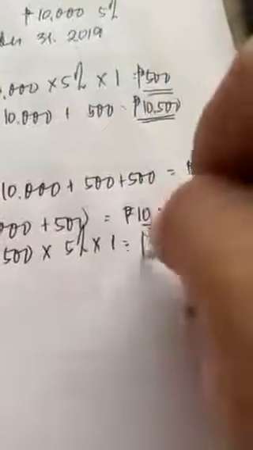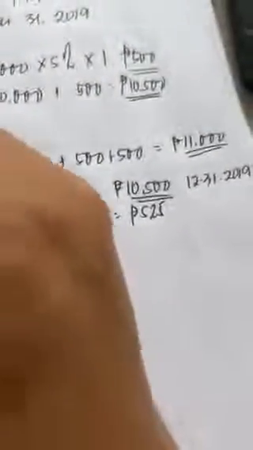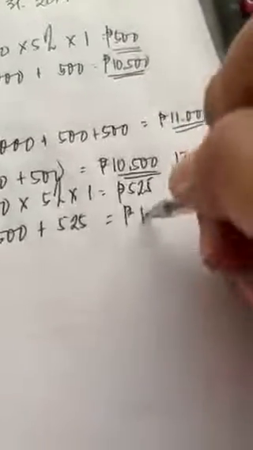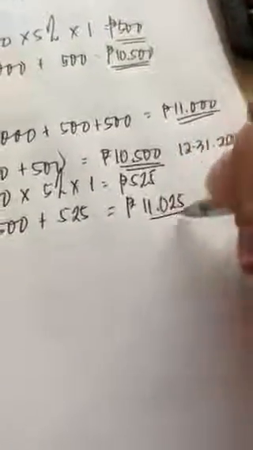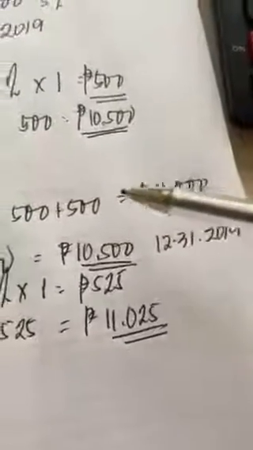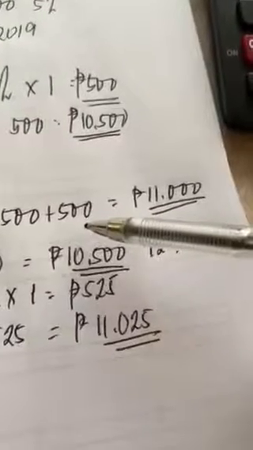So this is 525. So therefore, the future value, or the value at the end of December 31, 2020, is 10,500 plus 525, or how much is this? That's 11,025. Note that the 500 pesos, which in simple interest is your interest on the second year, now becomes 525, okay?